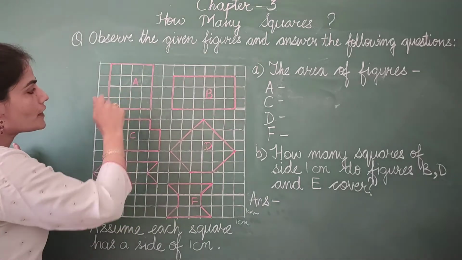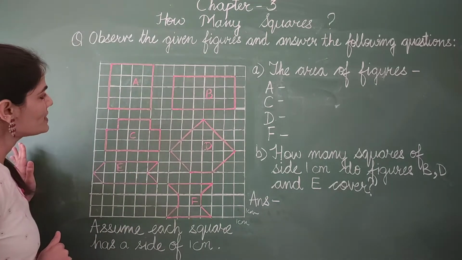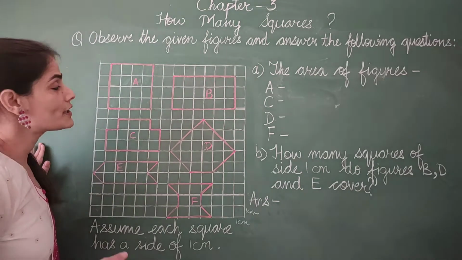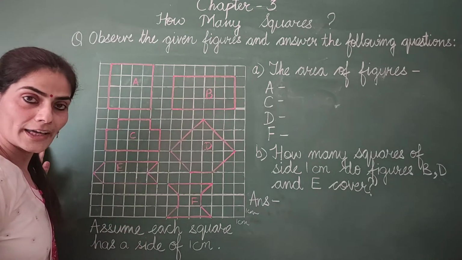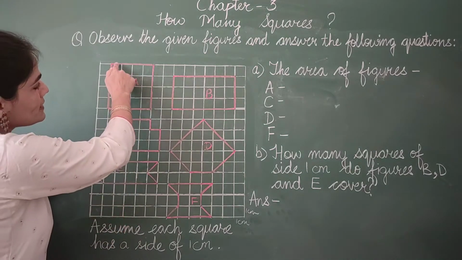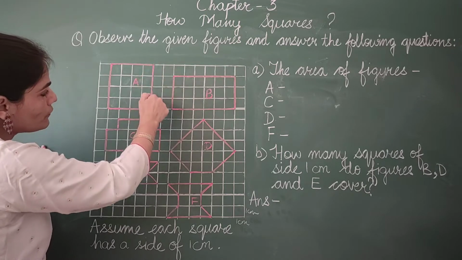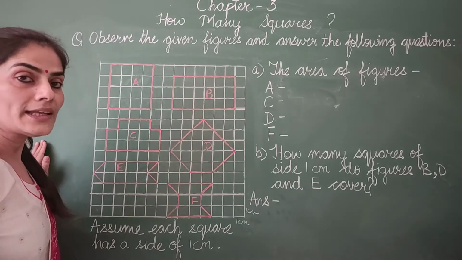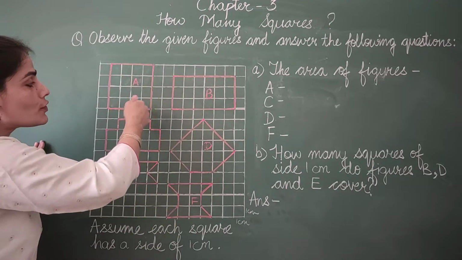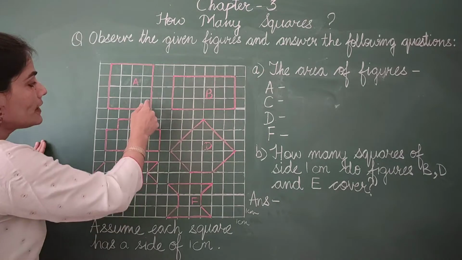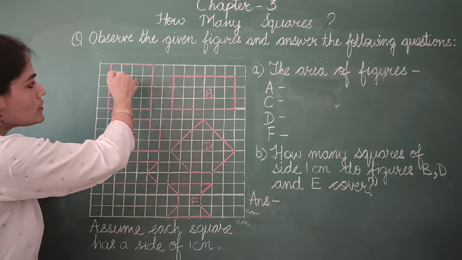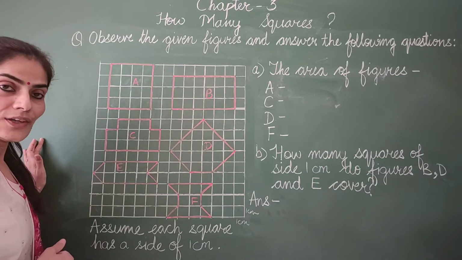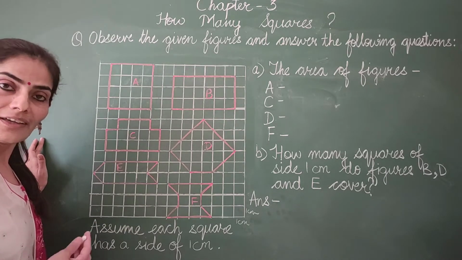Okay? So, this is figure A, everybody. What do I see? That it is a regular polygon or a regular figure. Why? Because it is covering 4 squares like this and 4 squares like this. That means it is a square. And in a square, all the 4 sides are equal and the internal angles are also of 90 degrees.